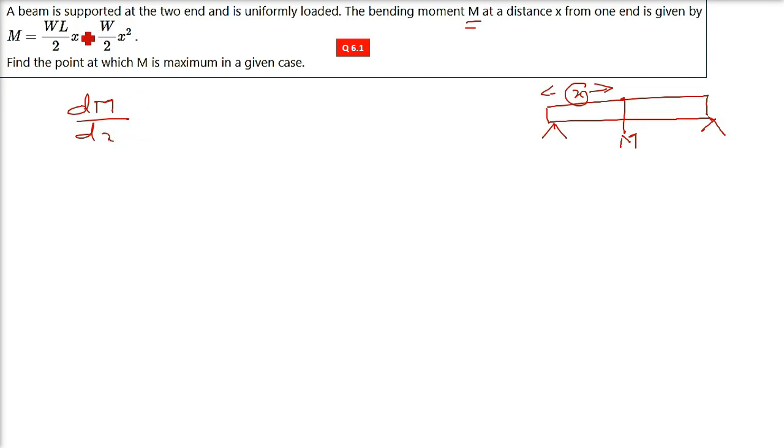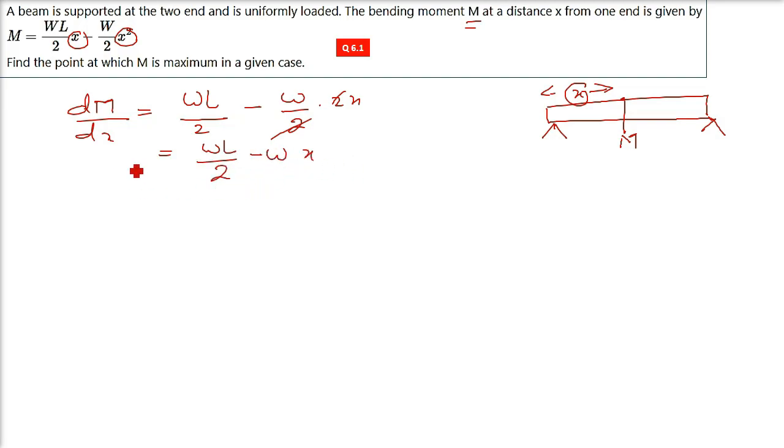We will simply differentiate it, and when we differentiate it, we put it as 0. That is the first step we generally follow. We have WL by 2 x, already differentiated. W by 2 x square will be 2x, and the 2 gets cancelled. WL by 2 minus W into x. This is our differentiated value.